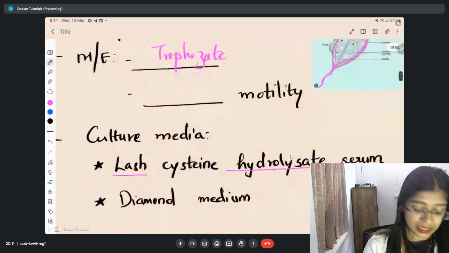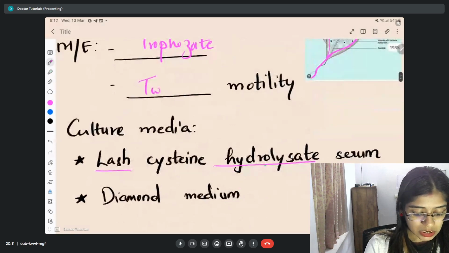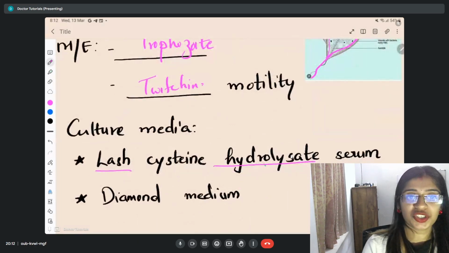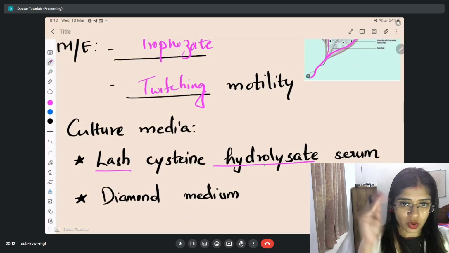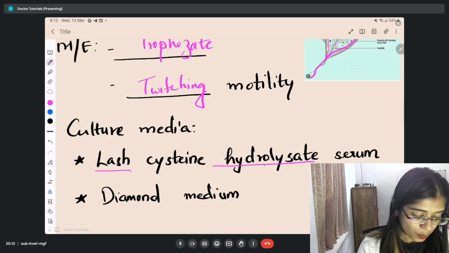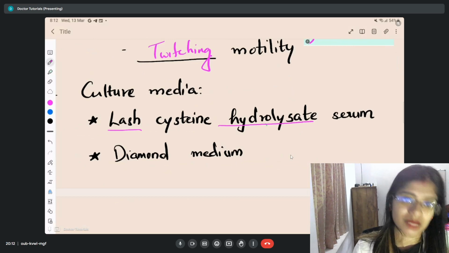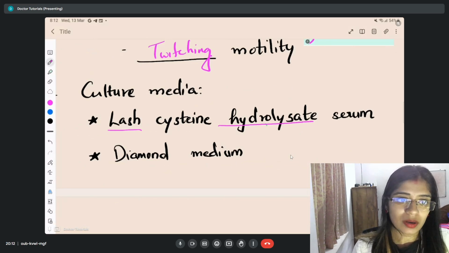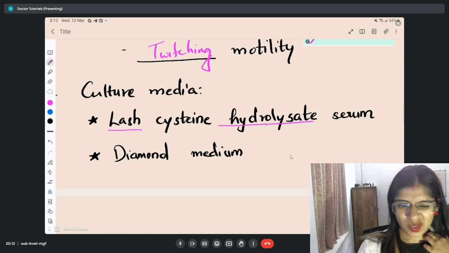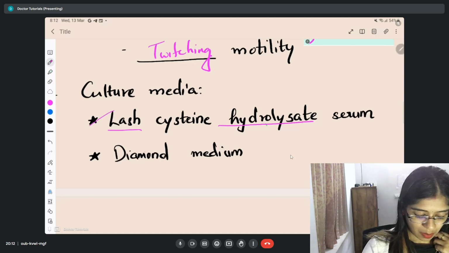Good. Now, what kind of motility does it show, guys? Very important. Yes, good. It is the twitching motility. It's something like this. Okay, twitching motility. It shows under the microscope. Now, culture media. These two learn by heart. Okay, we have certain culture media for this parasite. One is called Large cysteine hydrolysate serum and the other one is Diamond medium. Okay, so if you can't remember this, at least remember Diamond medium.